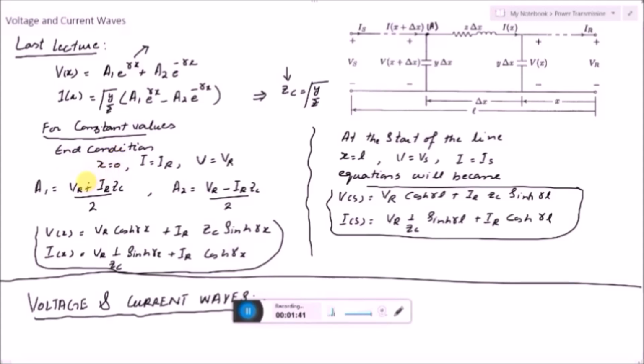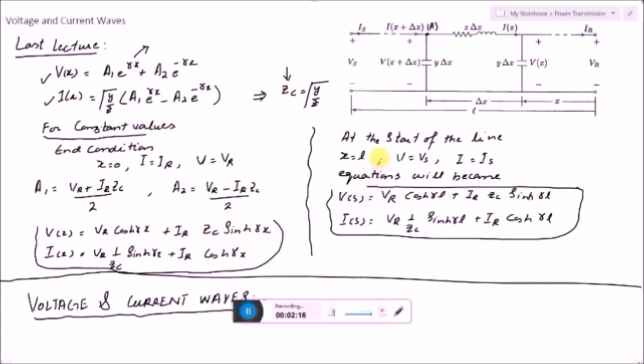because at the start of the transmission line x was equal to L, and at the load end it was equal to 0. The current value was IR, the current through the load, and the voltage was VR. And after solving these two equations Vx and Ix, we found the constant values A1 and A2. So we then calculated the generalized equations for voltage and current in terms of hyperbolic functions of cosine and sine, and Zc was the characteristic impedance.